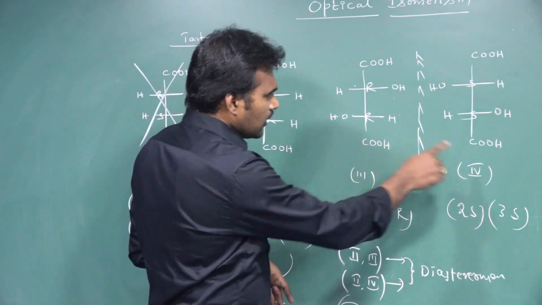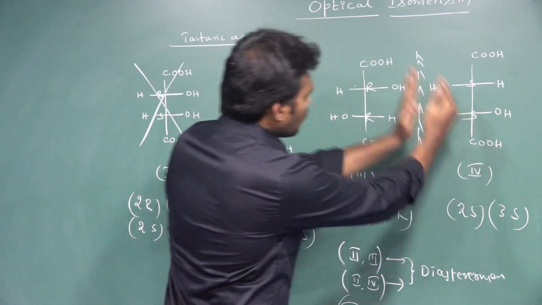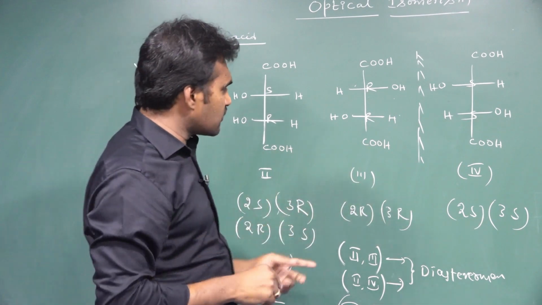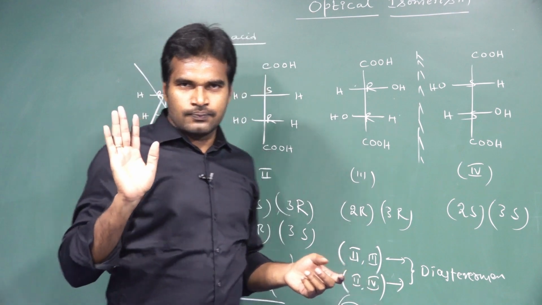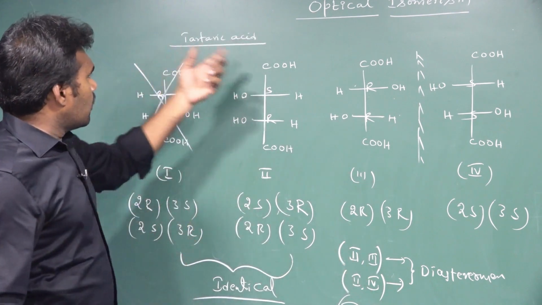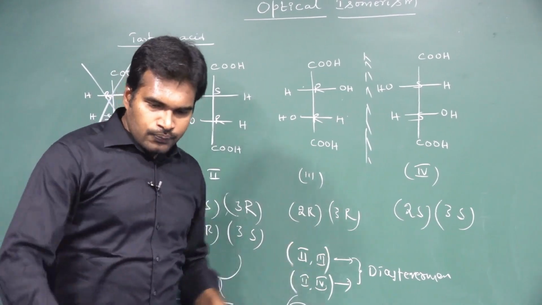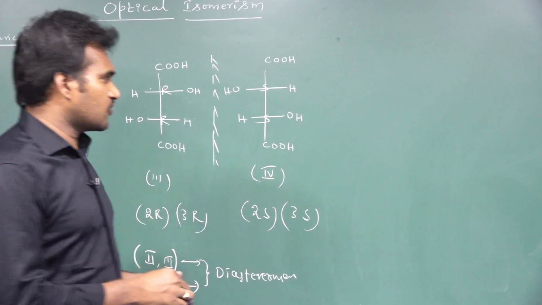Now compound 3 and compound 4 are mirror images. But if you keep the fourth compound and third compound, they both are not coinciding. That is why the third and fourth compounds are enantiomers. So this is about tartaric acid and the diastereomers, enantiomers. Now let us explain about relations.